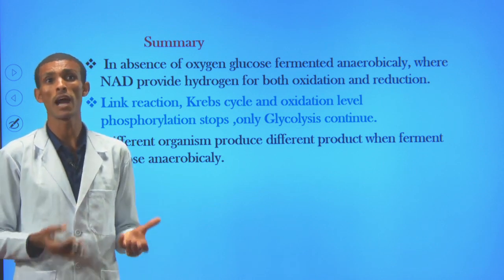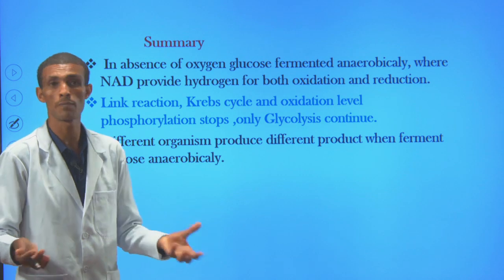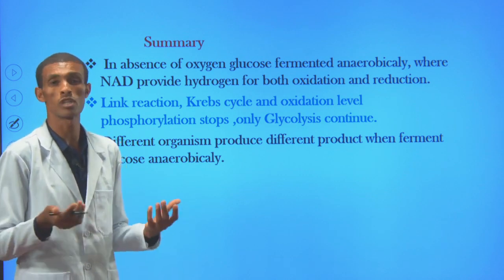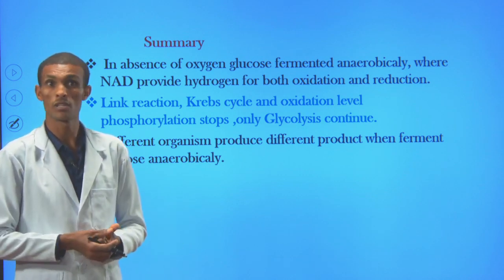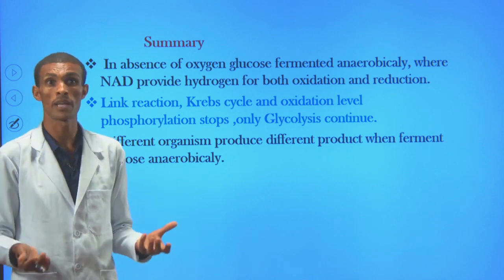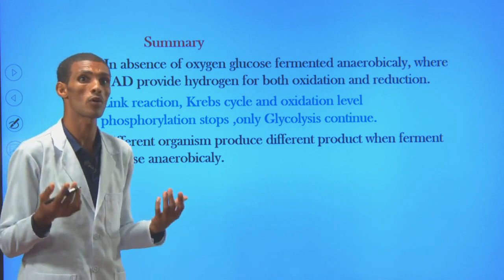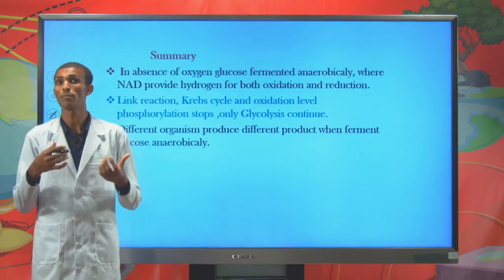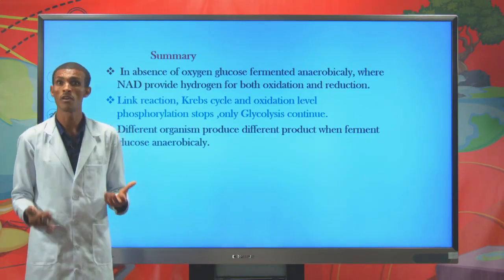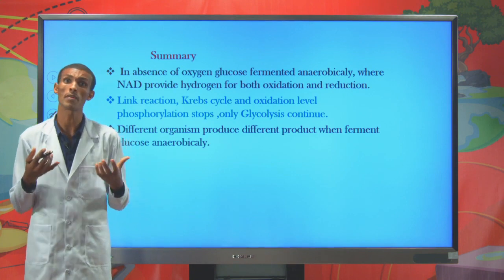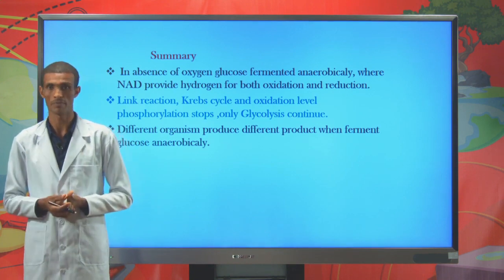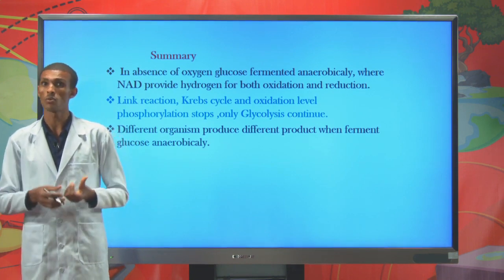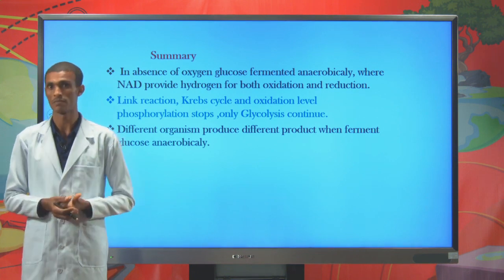Different organisms produce different end products when they ferment glucose anaerobically. So we can name the anaerobic pathway based on what type of end product is generated, and the end product of the anaerobic pathway is very important in many industrial applications. This is all about today's lesson.